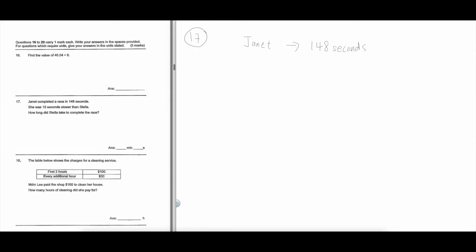So Stella was faster because Jeanette is slower. Jeanette is slower by 15 seconds. This means that Stella took less time to finish the race. Who completed the race first? Stella completed the race first, right? Because Stella is faster and completed the race first, I should take 148 minus away 15 seconds. Workings on the right side. So Stella took 133 seconds. Understand?